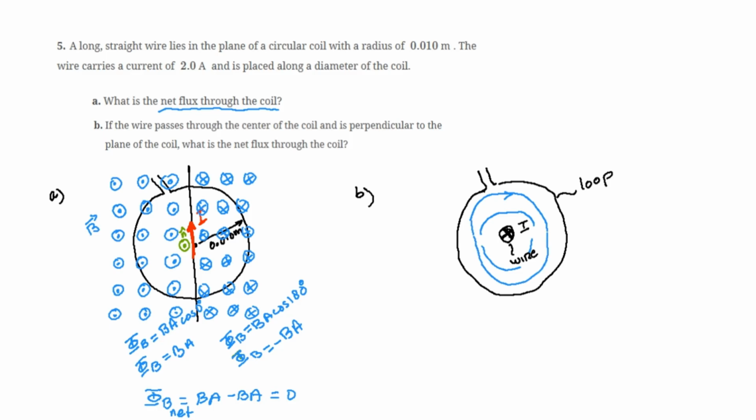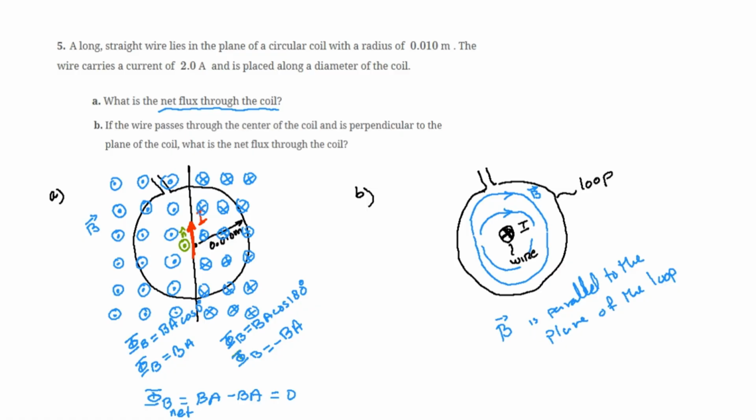So the magnetic field, using the right-hand rule, is clockwise. If the current enters into the plane, the magnetic field is clockwise, and the magnetic field is parallel to the plane of the loop.